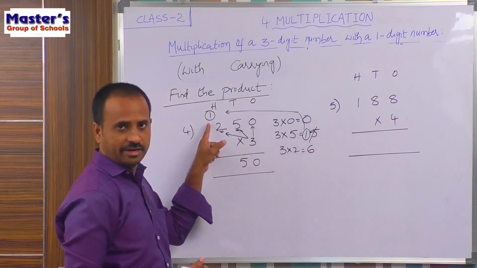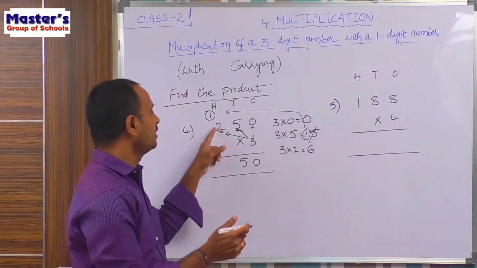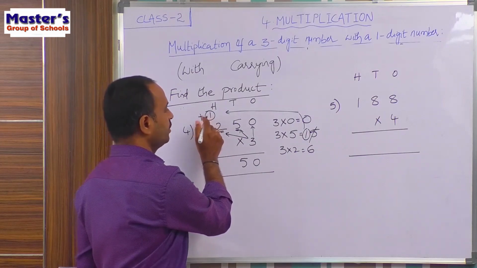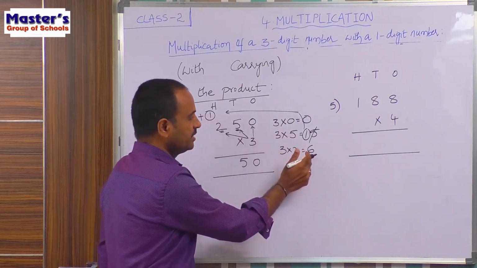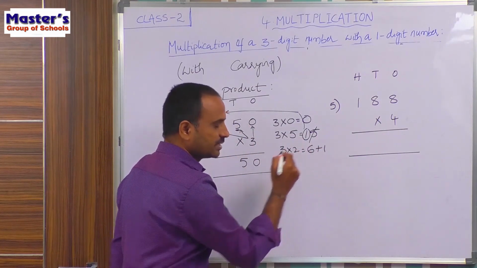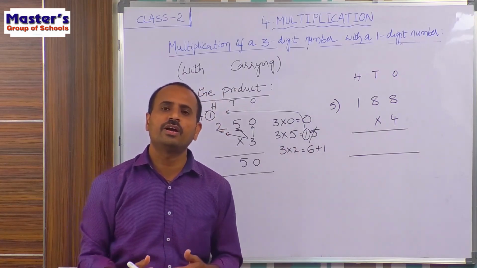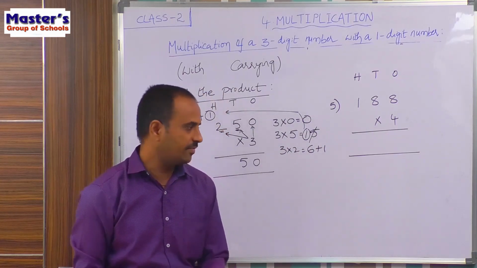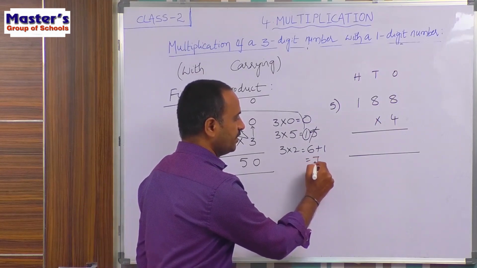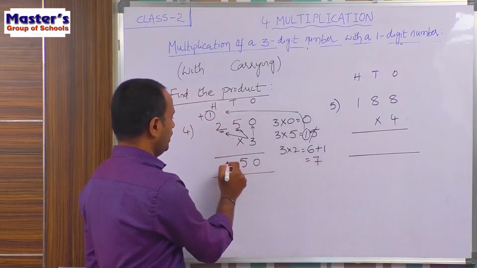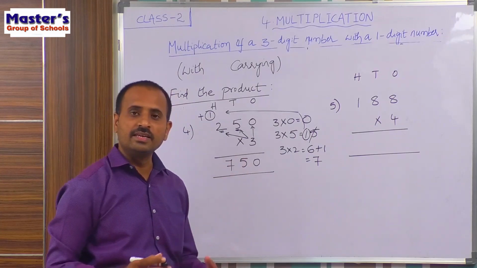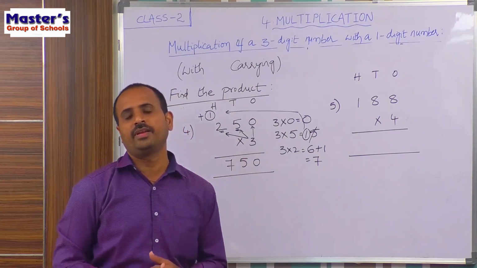Children, here is a carried number. What is the carried number? 1. Add this carried number 1 to the product, that is 6. So add 1 to the 6. How much will you get if you add 1 to 6? After 6 comes 7. So you will get 7 and write 7 under hundreds place. So the answer is 750.